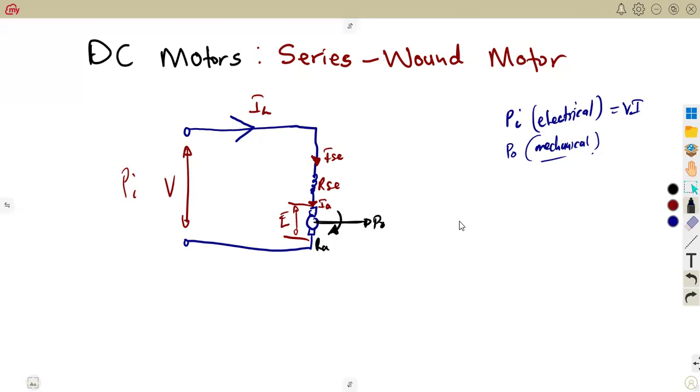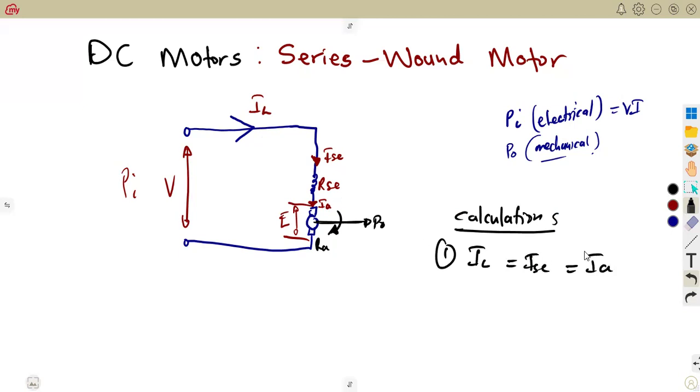So on our calculations, we are going to notice in terms of the currents, still have the same thing because the series. So these currents are the same. So that is the load current is equivalent to the series field current is equal to the current that is flowing in the armature. And as I said, the input power is electrical. So therefore it can be calculated from the terminal voltage times the current, but the current that you are referring is the load current, where the output power is what? A mechanical power that we cannot calculate. Just leave it like that for now.